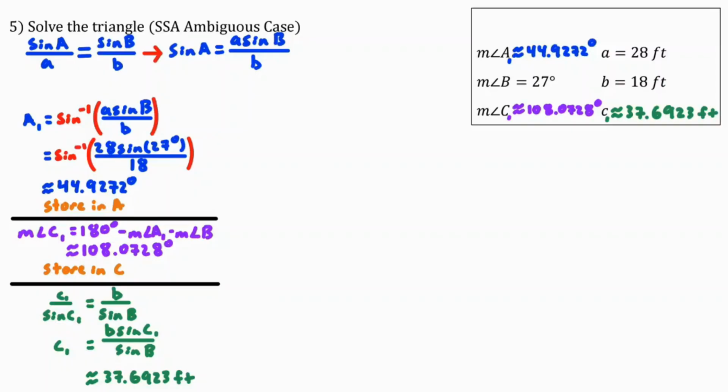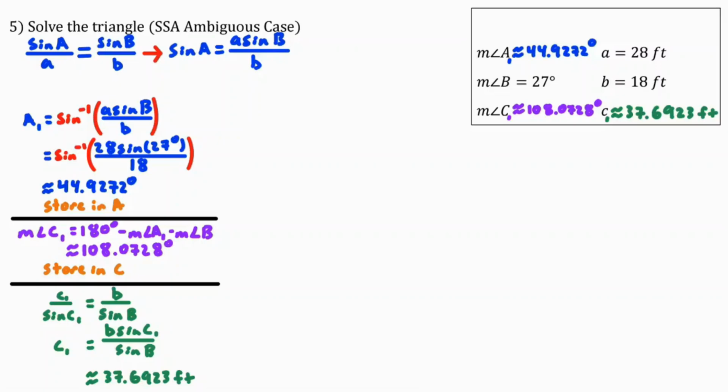Do all three angles add up to 180 degrees? Yes. Does the smallest angle correspond to the shortest side, the middle with the middle, and the largest angle with the longest side? Check. So this is going to be one of our triangles. So how do we solve for our second triangle?